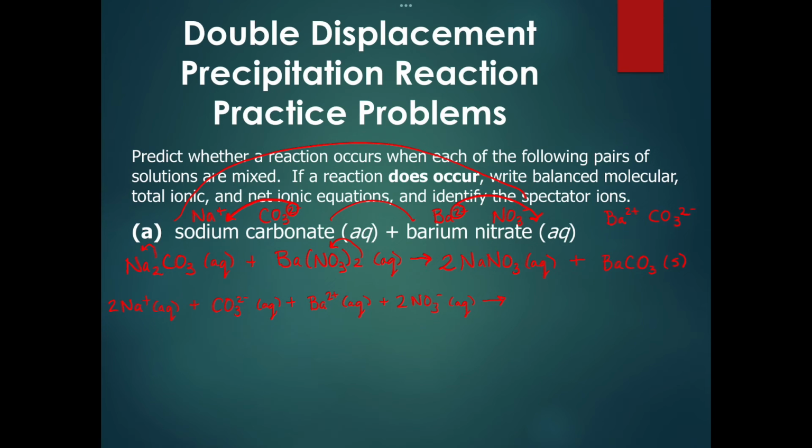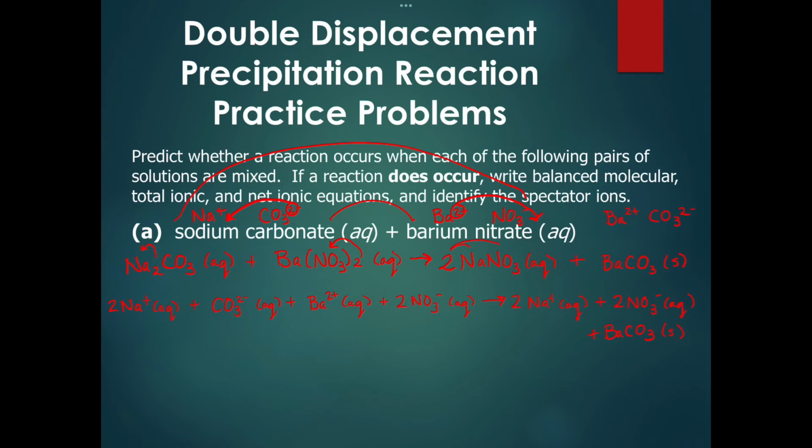And then on the product side, we're going to split up sodium nitrate, and that 2 is going to distribute into both sodium and nitrate. So we'll get 2 Na+ aqueous and 2 nitrates, which are also aqueous. And then barium carbonate, we will not split up because barium carbonate is a solid. Okay, so that is our total ionic equation.